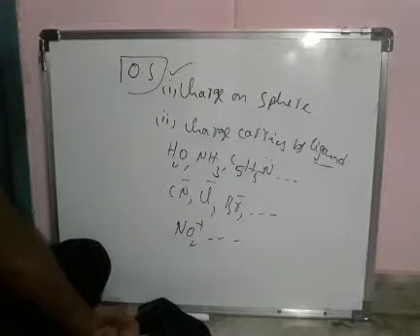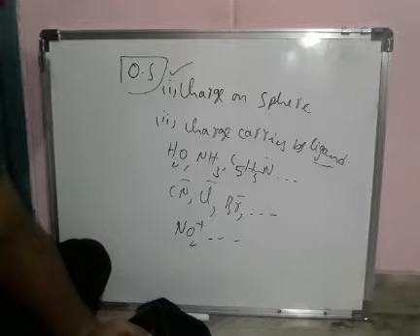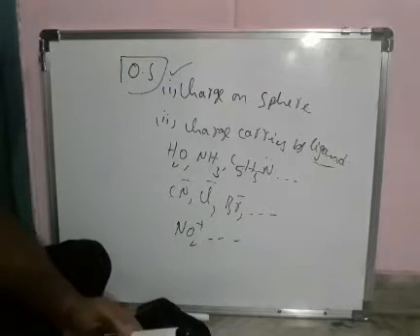How can we calculate the oxidation state on the central atom? We will discuss by taking some examples. The oxidation state on the central metal atom can be calculated in the same way as done in ordinary compounds.